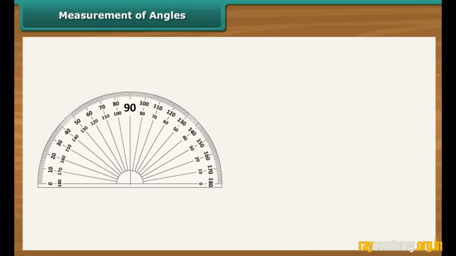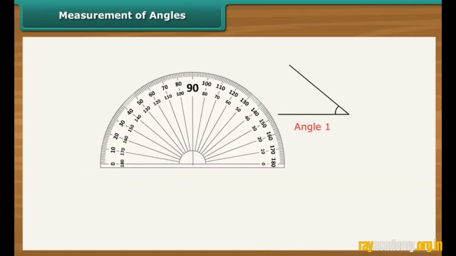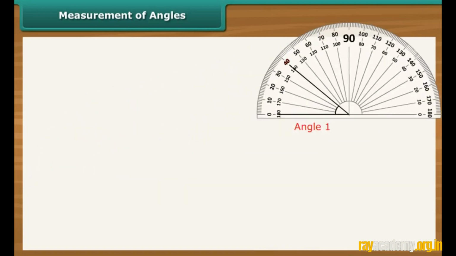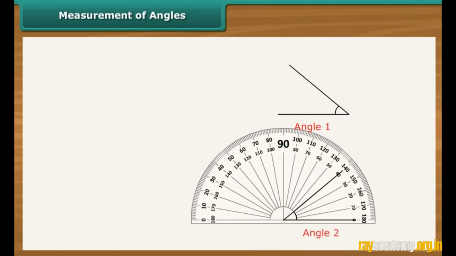Protractor is a semicircular geometric instrument with markings from 0 to 180. These markings represent degrees. The outer markings are used to measure an angle whose vertex is formed on the left. The inner markings are used to measure an angle whose vertex is formed on the right.